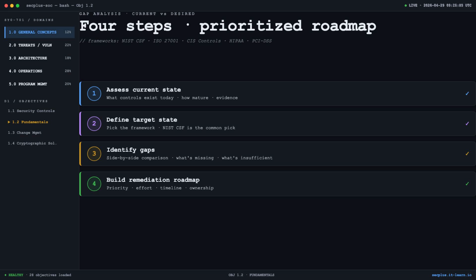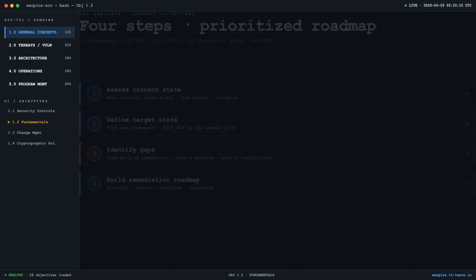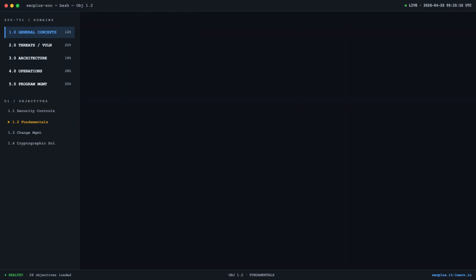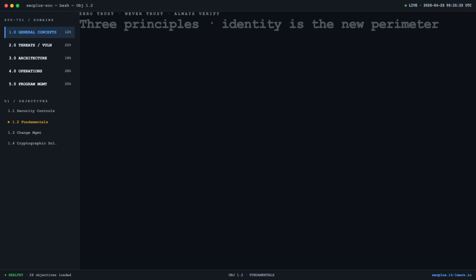That phrase is the marker. If you see it on the exam, the answer involves zero trust. The traditional model is castle and moat. Once you're inside the perimeter, you're trusted. The problem is, the moment one credential leaks, the attacker is inside. And from there, it's all trust. Zero trust says location means nothing. Every request gets verified every time, regardless of source.